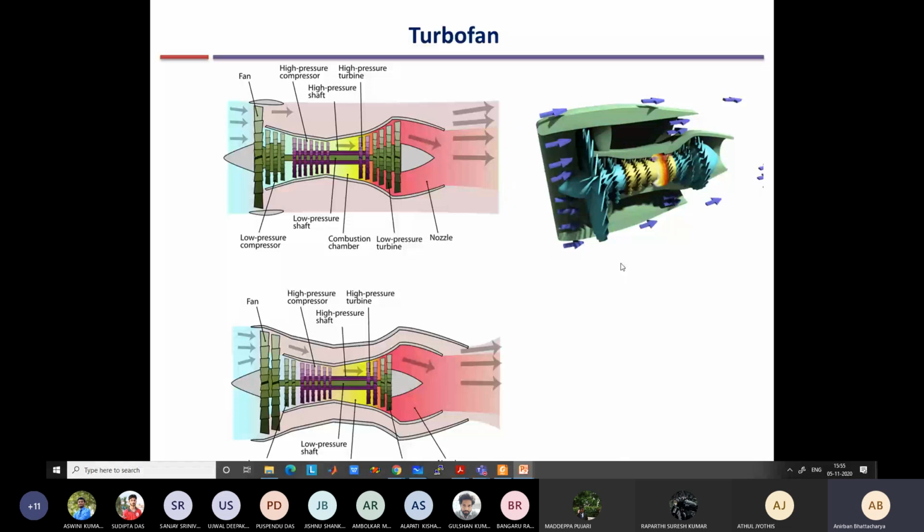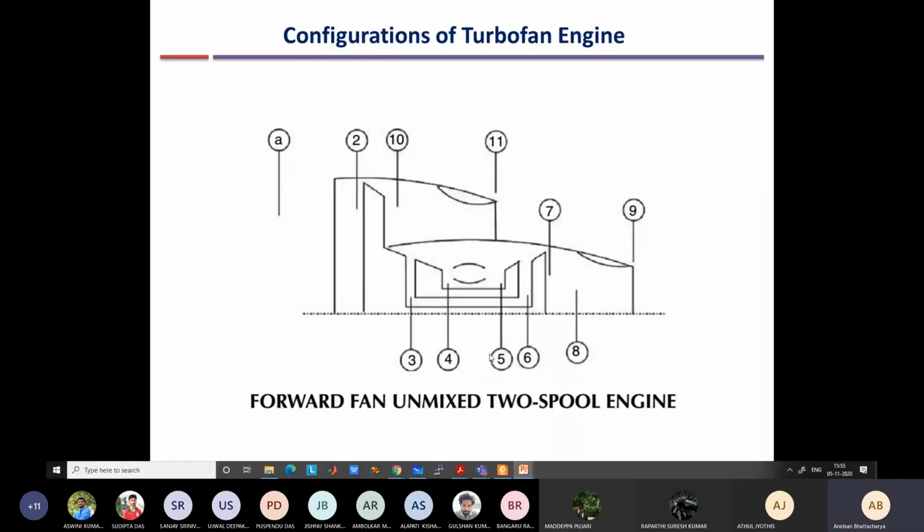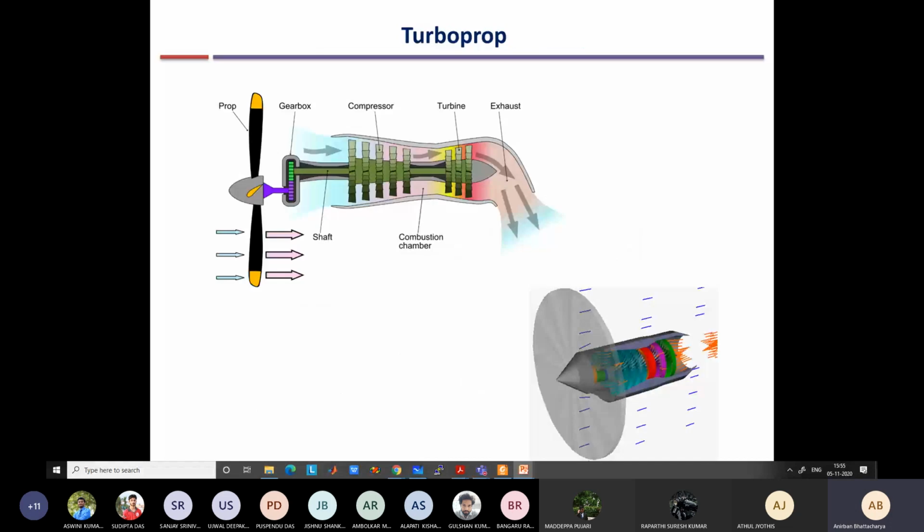Say for the third type, the turboprop engine, you have a large propeller. The exhaust gas does not play much part here.